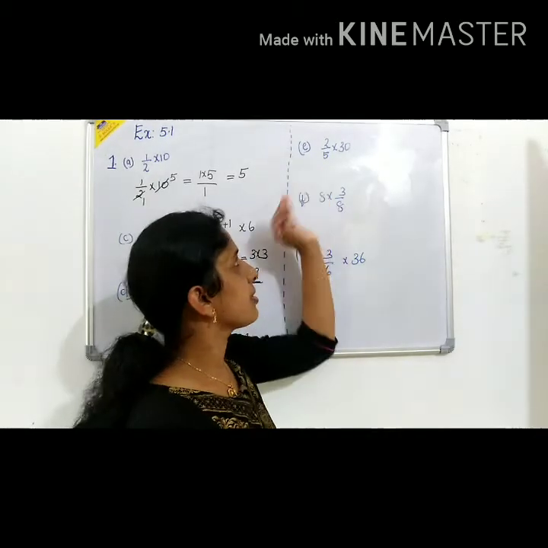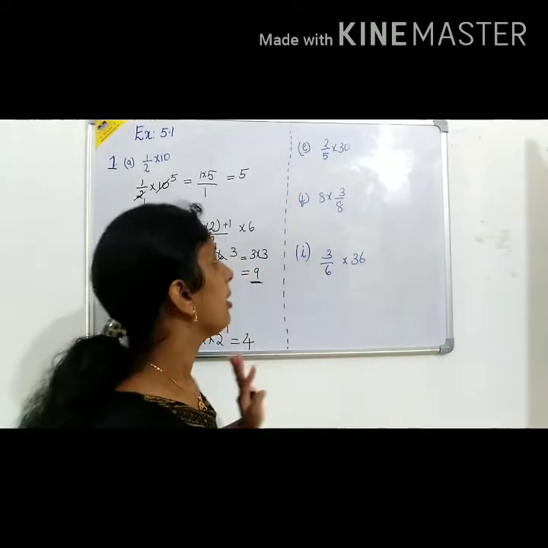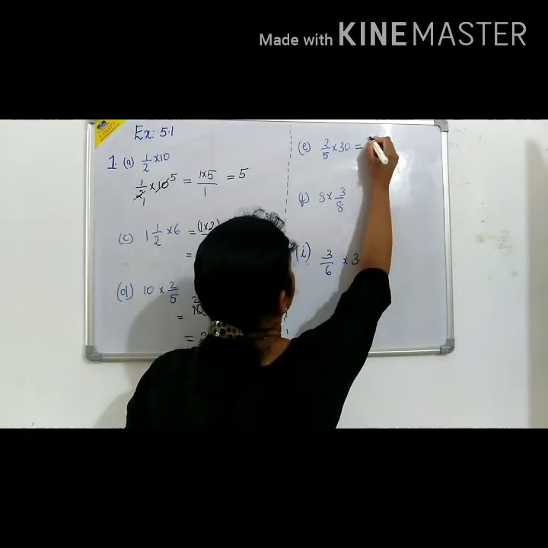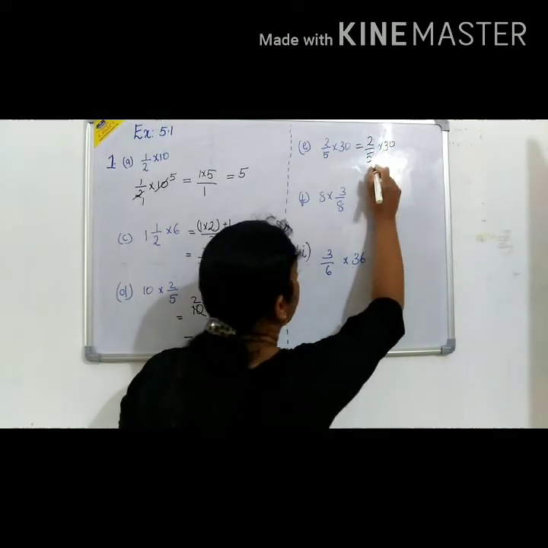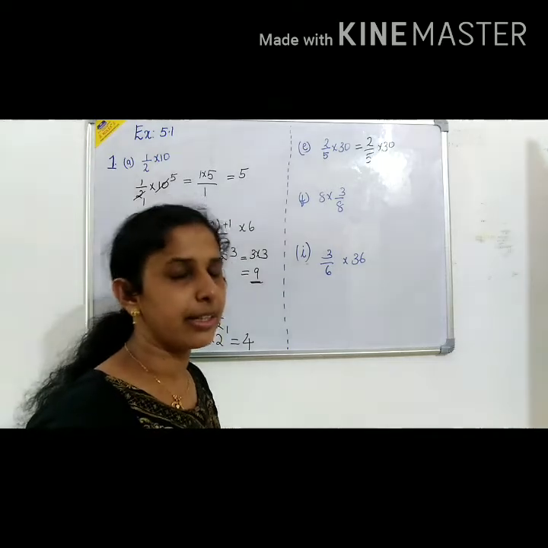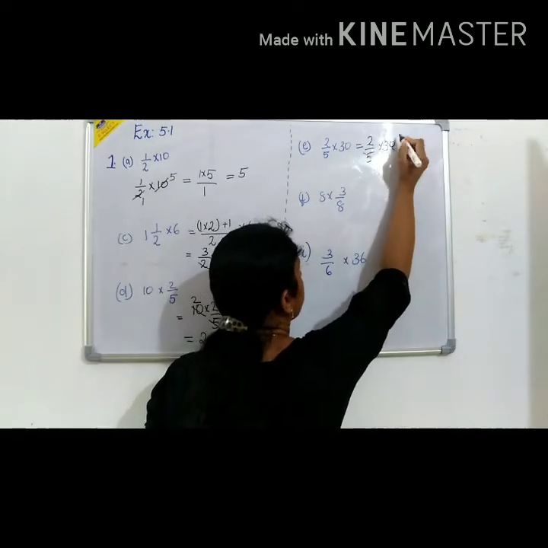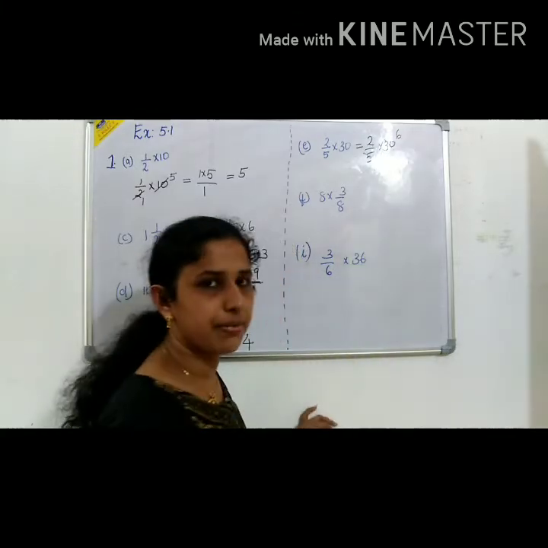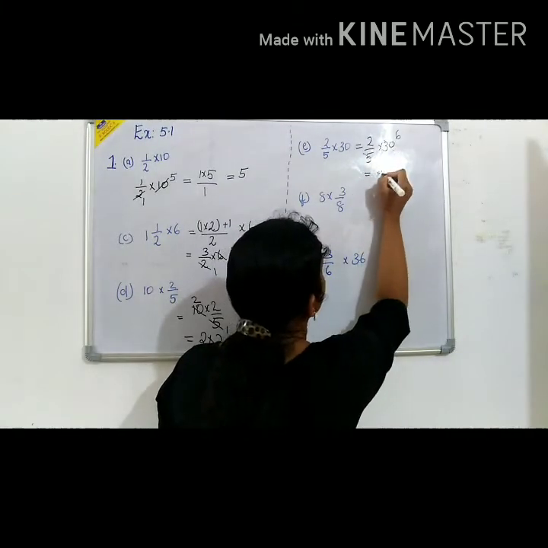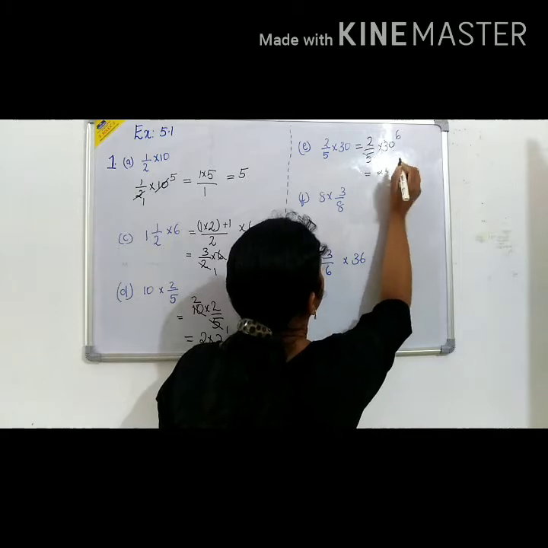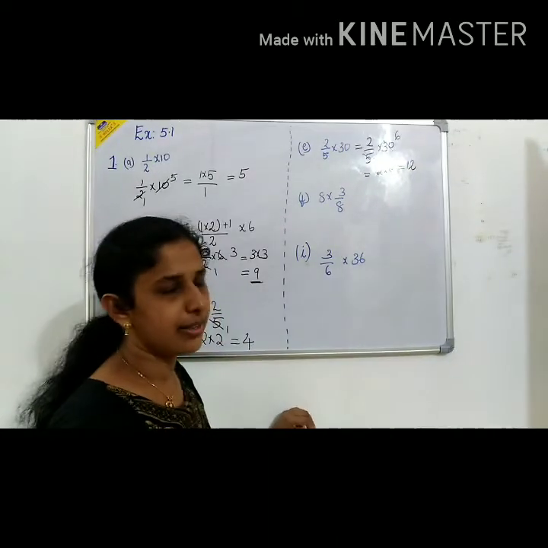Next question is question number E. That is 2 by 5 into 30. Here 2 by 5 into 30. 30 and 5, 5 is a common factor that we can cancel. 5 divided by 5 becomes 1. 30 by 5 becomes 6, because 6 5s are 30. So this is equal to 2 into 6. 6 2s are 12, that is the answer.